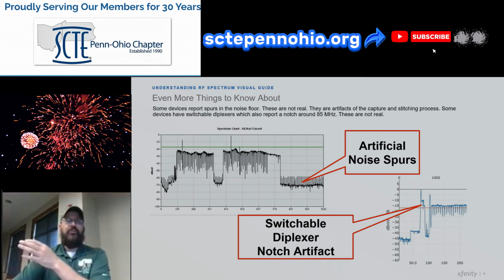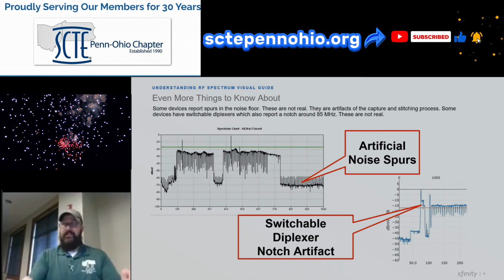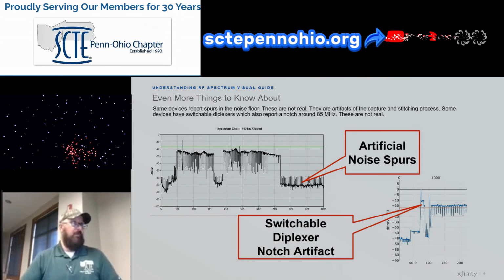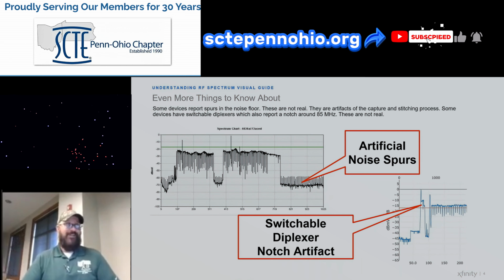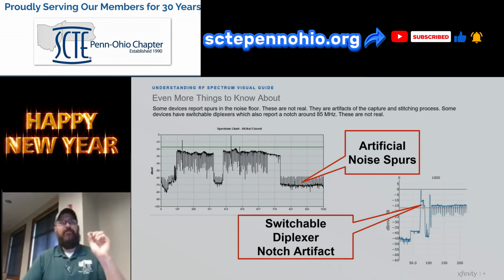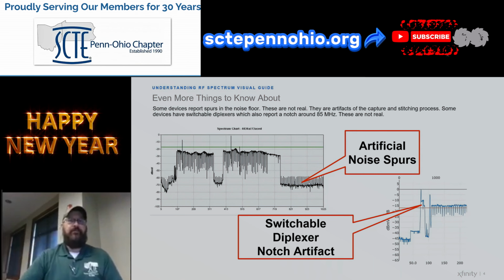So like these artificial noise spurs. You might be tempted to take a good spectrum analyzer out there and look at the downstream and say, where is this electrical interference noise coming from? Well, it's not there, it's not real. It's just a representation from that chipset in our intelligence tools and how we decode it.